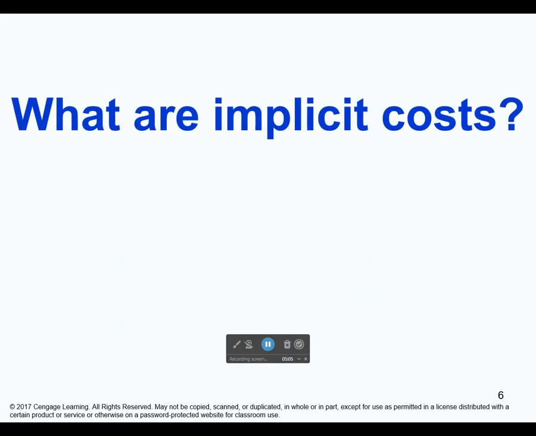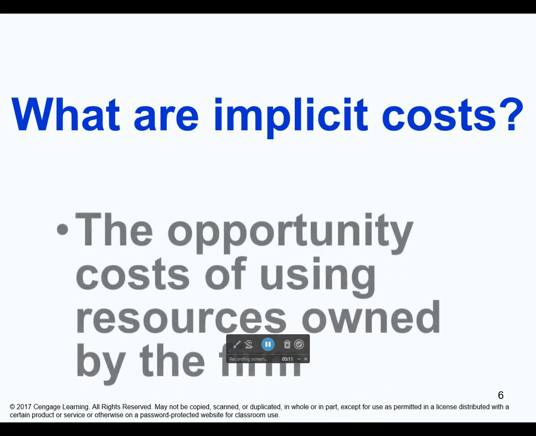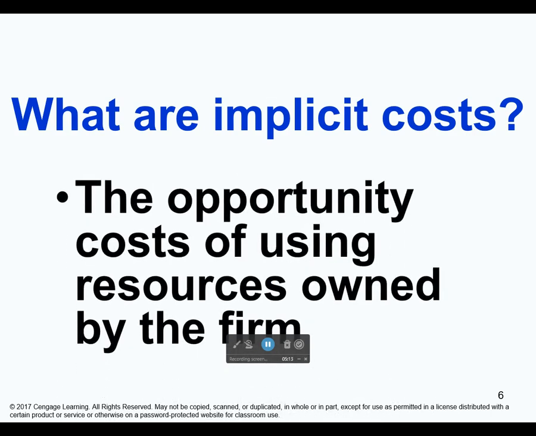The other type of cost, costs that accountants don't count but economists do, are implicit costs. These are the opportunity cost of using resources owned by the firm. Let's say Goodyear has an 18-wheel tractor-trailer truck that they use to deliver their tires, that they own.